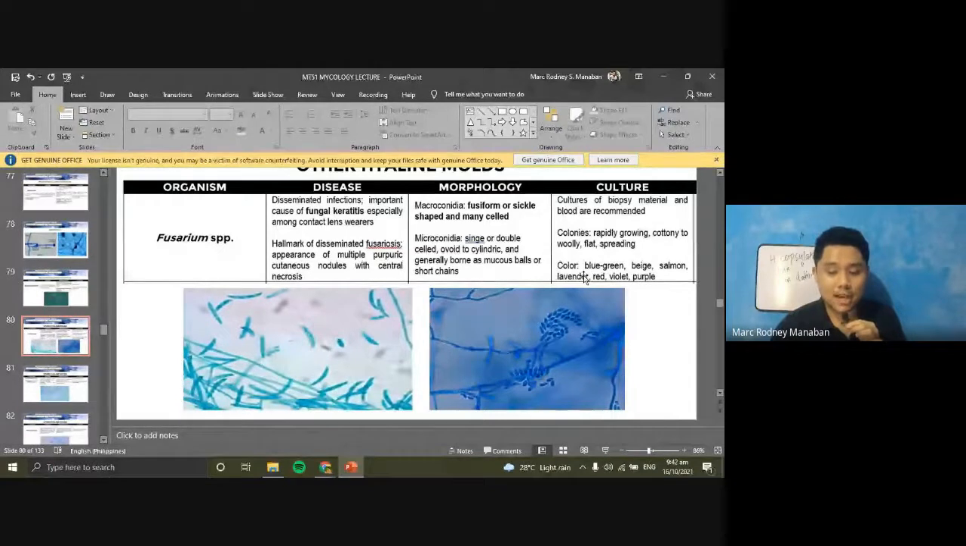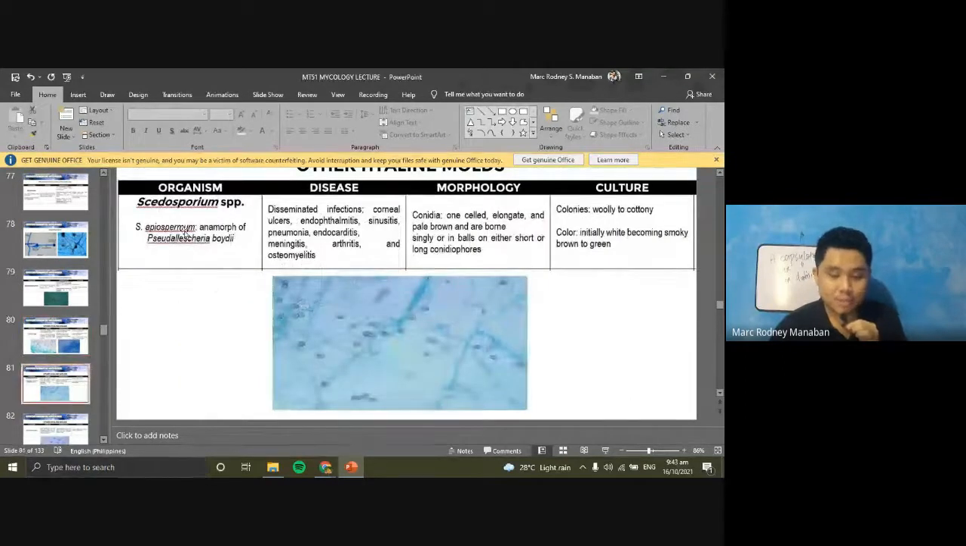Cultures of blood and biopsy are the recommended procedure. All right. So again, sickle cell shaped, fusiform macroconidia, that is Fusarium species. Next, for Pseudallescheria species, again, disseminated infections. There could be corneal ulcers, etc.